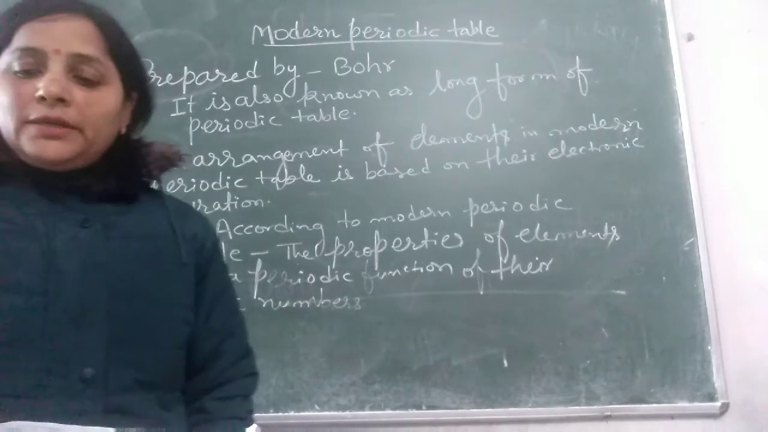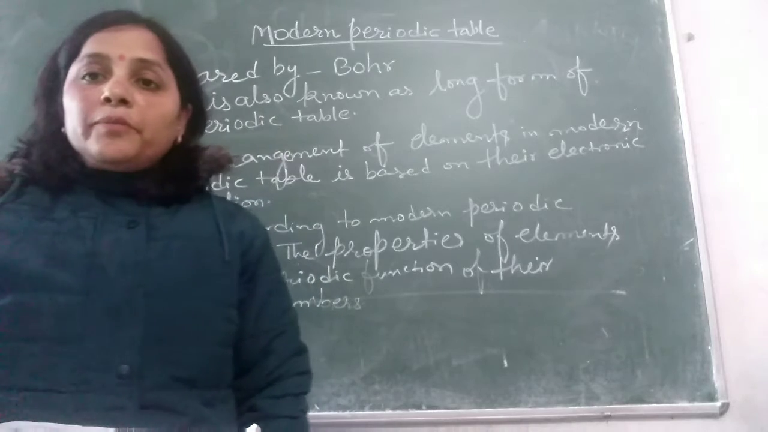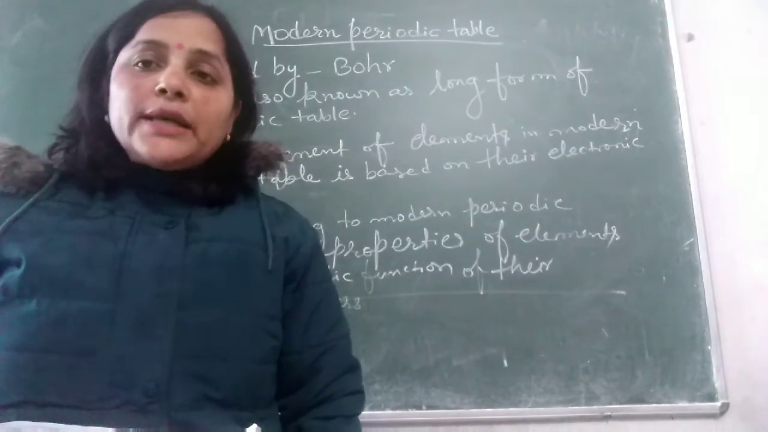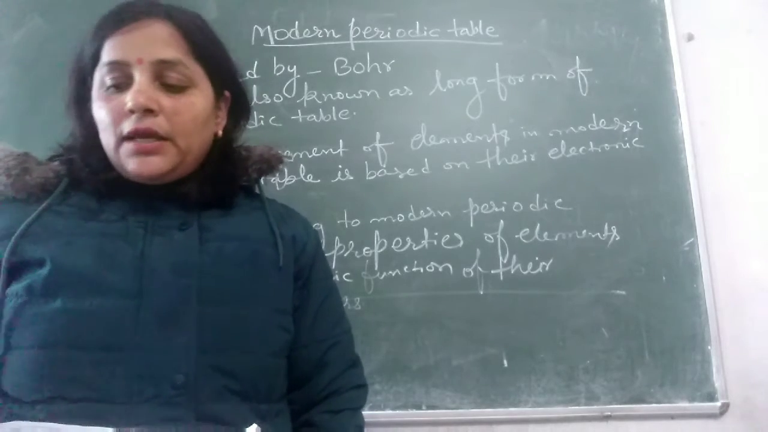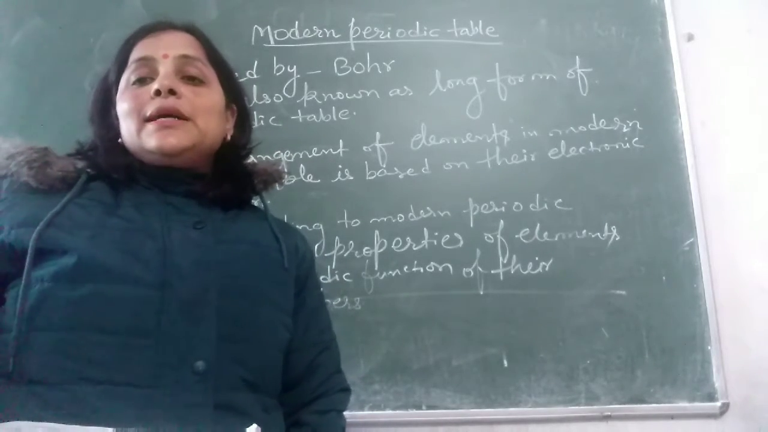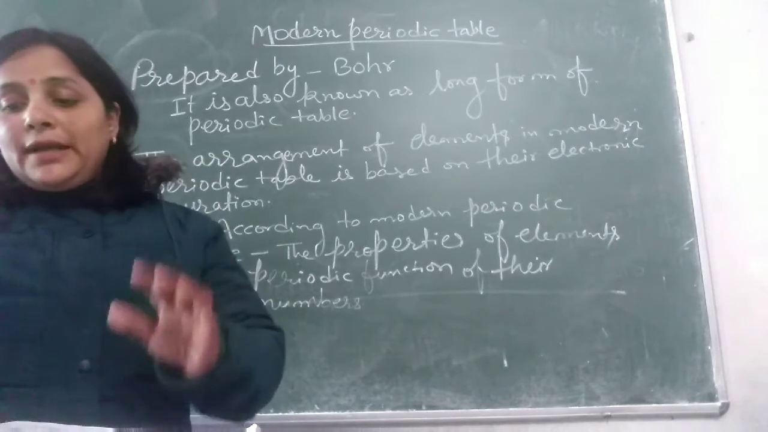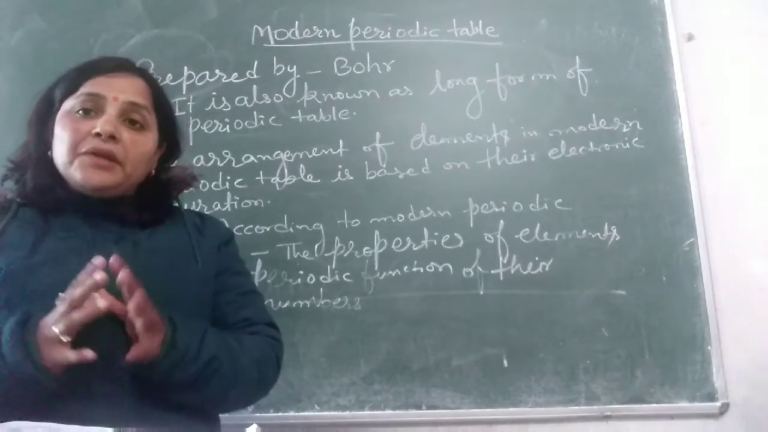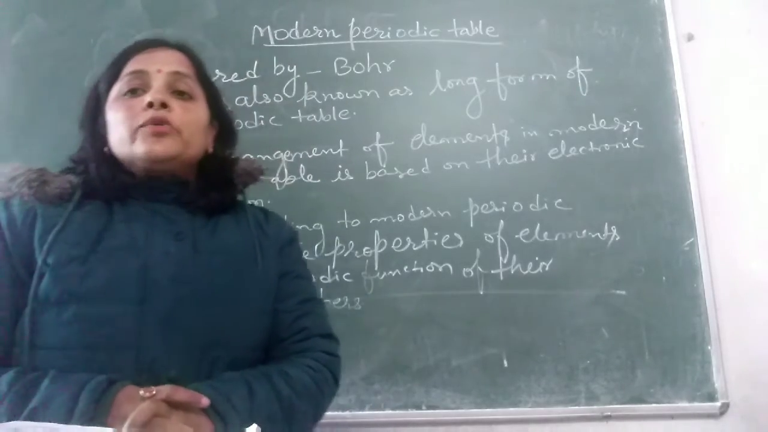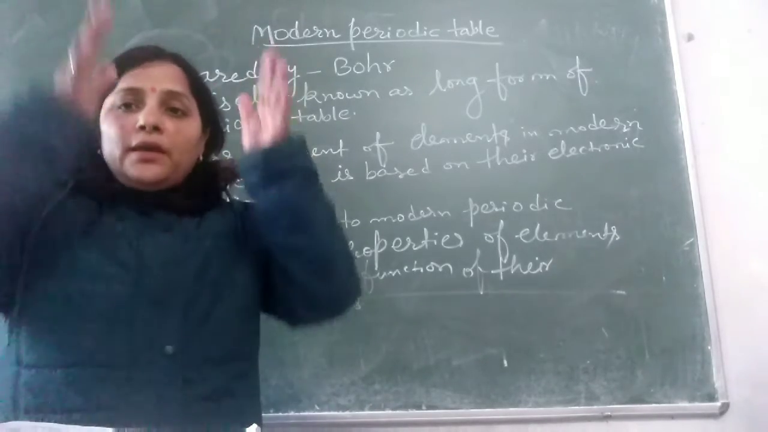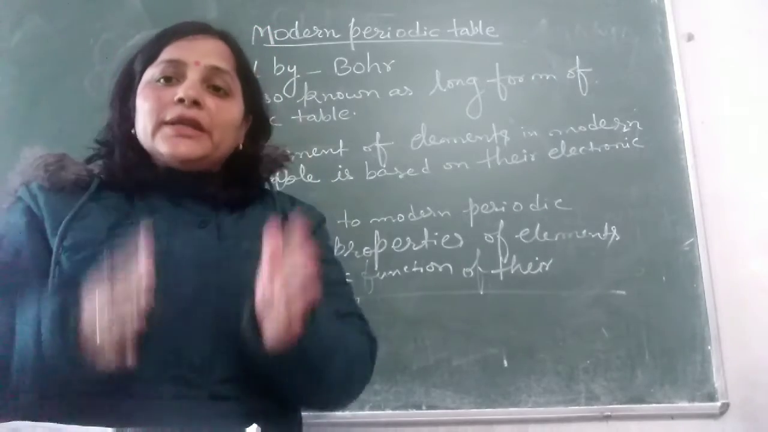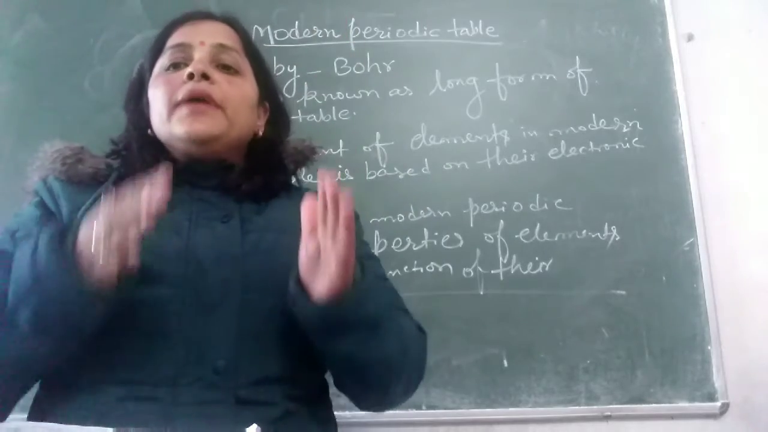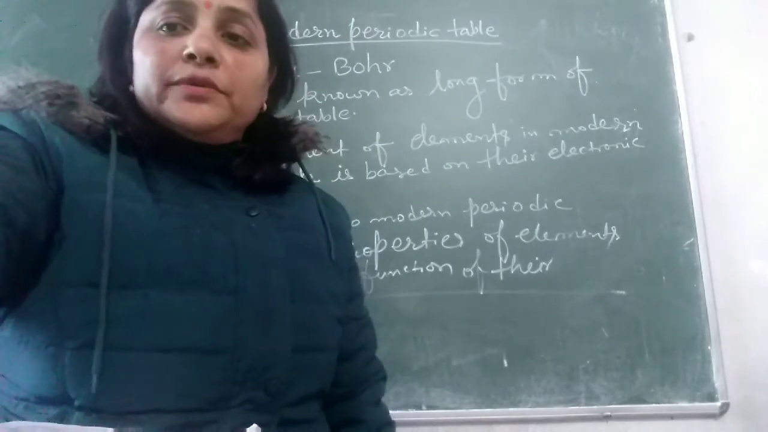Basically, the modern periodic table was finally prepared by Bohr, therefore the modern periodic table is also known as the Bohr periodic table. It is also known as the long form of the periodic table, in which elements are arranged on the basis of increasing atomic number. In the modern periodic table, there are 18 groups and 7 periods. Groups means vertical columns and periods means horizontal rows.